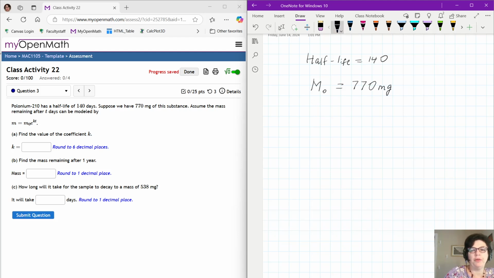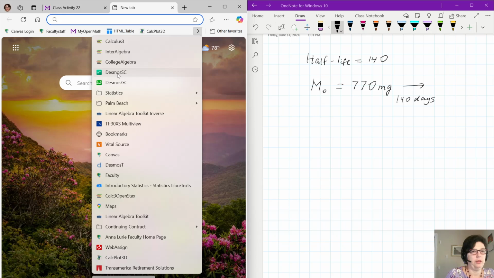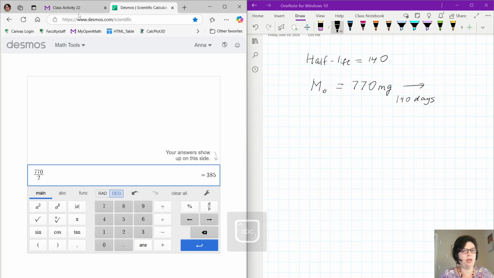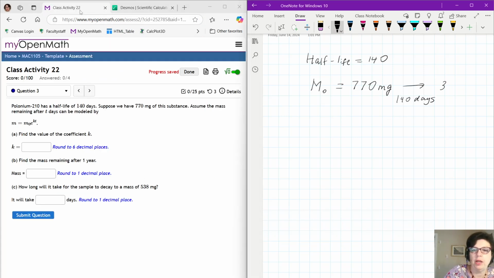When it says half-life, what that means is in that time, in the 140 days, it's going to be half left. So whatever is 770 divided by 2. If you were to just open a calculator and divide it, you would get 770 divided by 2, that's 385. So that's your new amount. Now we need to find this value of K.